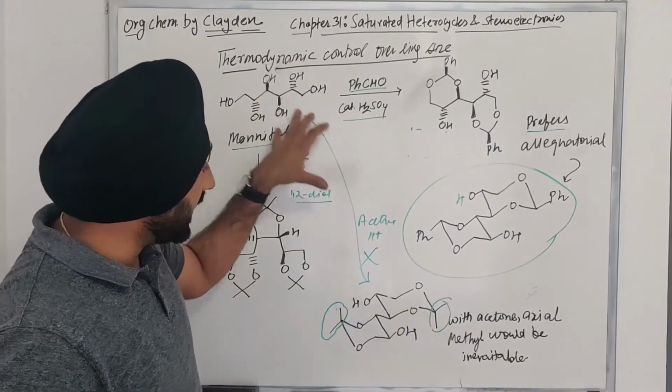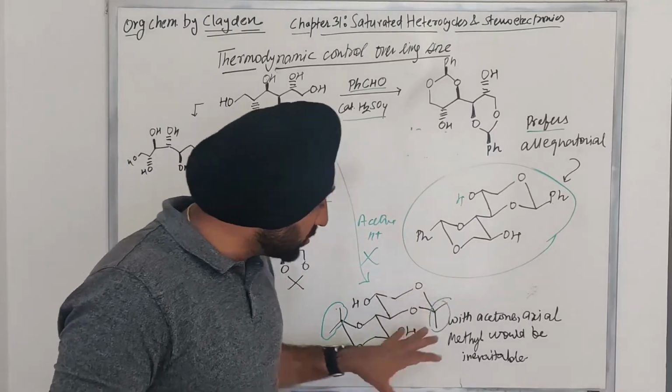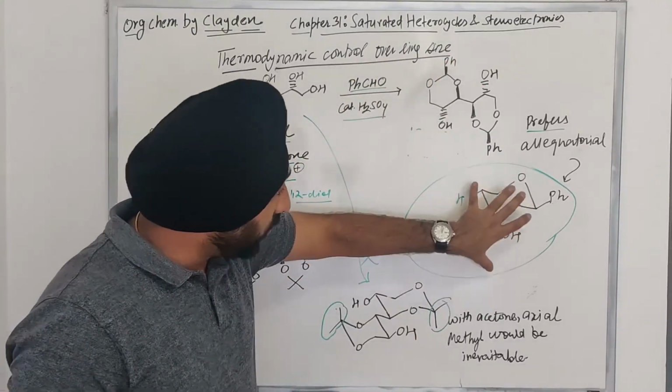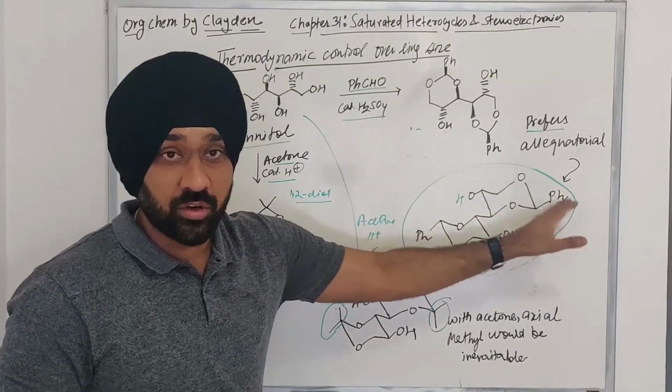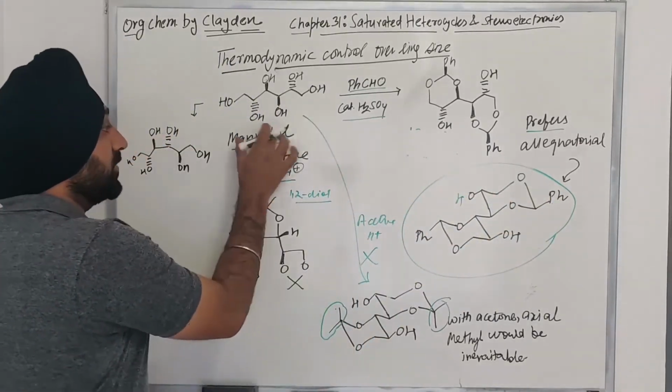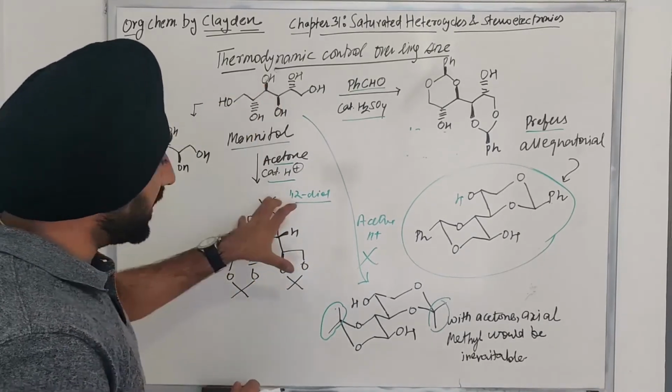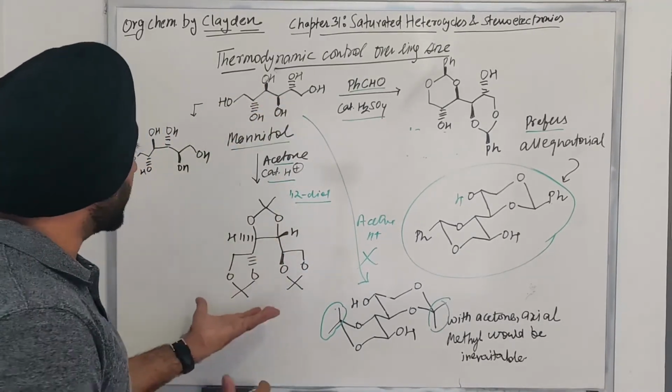ठीक है? In the case of acetone, thermodynamics does not favor the 1,3-diol protection. Here it is favored. Why? Because it acquires the all equatorial conformation. That is the reason why mannitol के साथ जब आप reaction करते हैं, it gives the 1,2-diol. ठीक है? थोड़ा सा आप कंफ्यूज हो रहे होंगे इसमें कैसे ड्रॉ किया है.